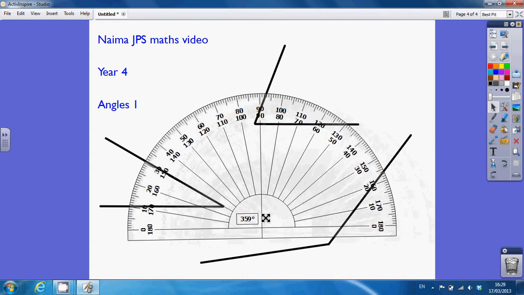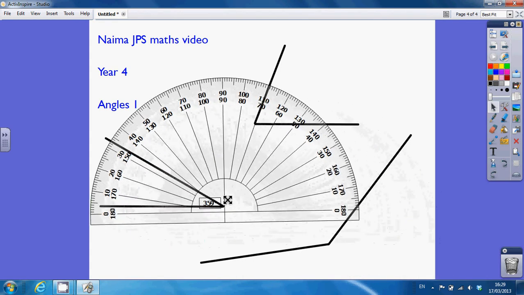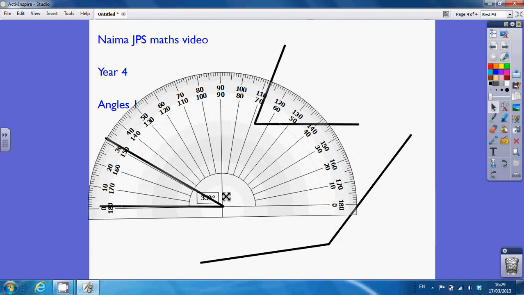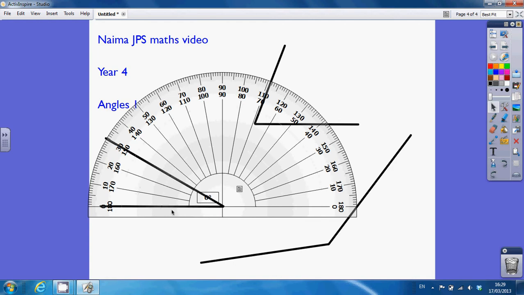So let me put the protractor in place. I'm going to line up the protractor and make sure that it's, there we go, that's exactly on. Now this time you're obviously not going to read from this side because that's not where the angle is. The angle is over here, so you're going to have to read from this side starting on the 0. So start from the 0 and tell me what you think the angle is.